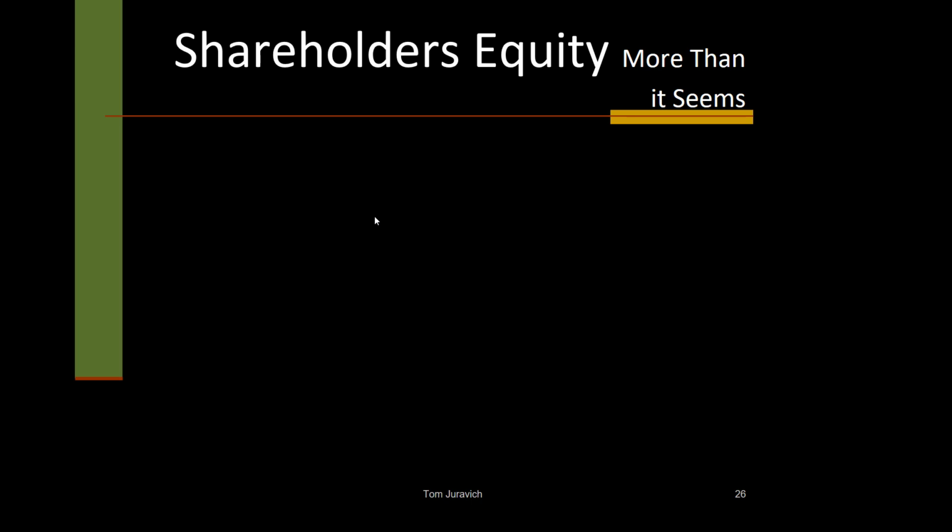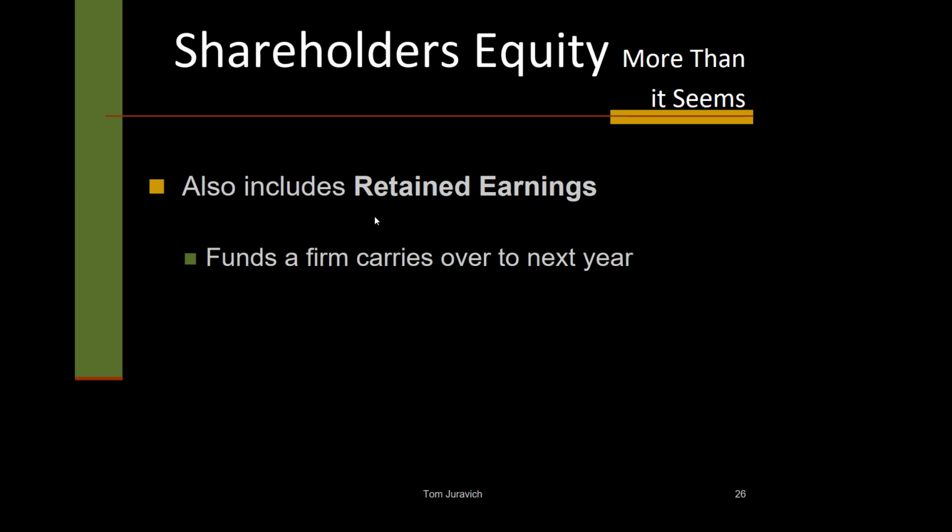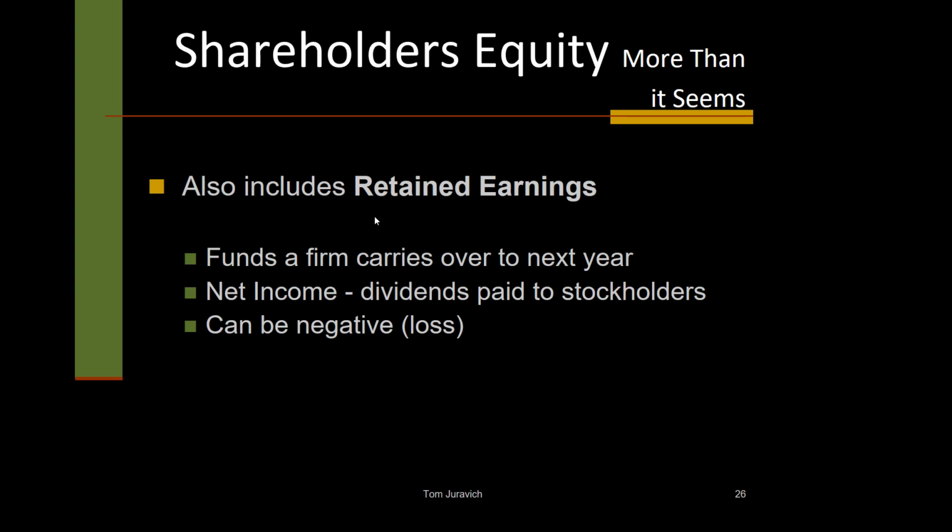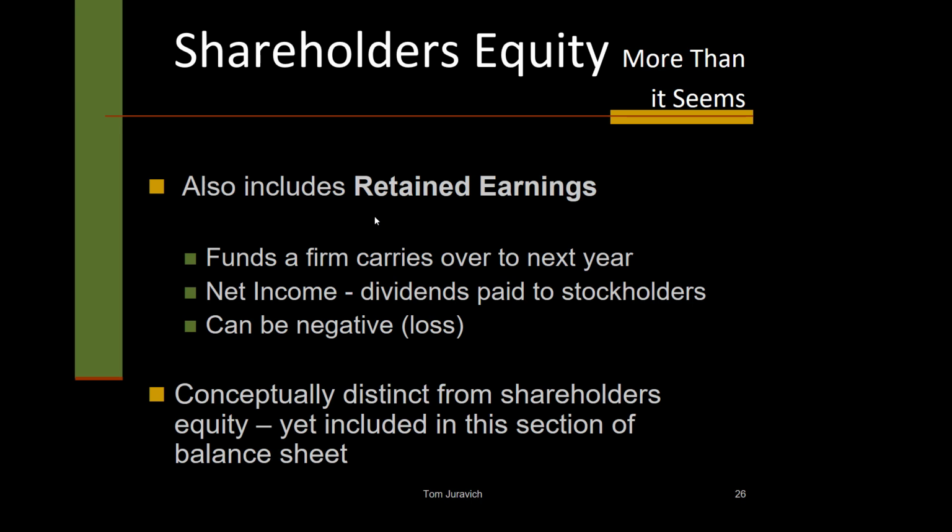Shareholders' equity, however, is more than it seems, because it also includes retained earnings. Retained earnings are the funds that a firm carries over from one year to the next. And basically, it's net income minus any dividends paid to stockholders. And it can be negative, that is, you can bring forward a loss. But here's the important point. Conceptually, retained earnings is very distinct from shareholders' equity, yet it's included in this section of the balance sheet. Fortunately for us, they're listed on different lines of the balance sheet, so we can sort those out. But it is confusing that they're considered in this category together.